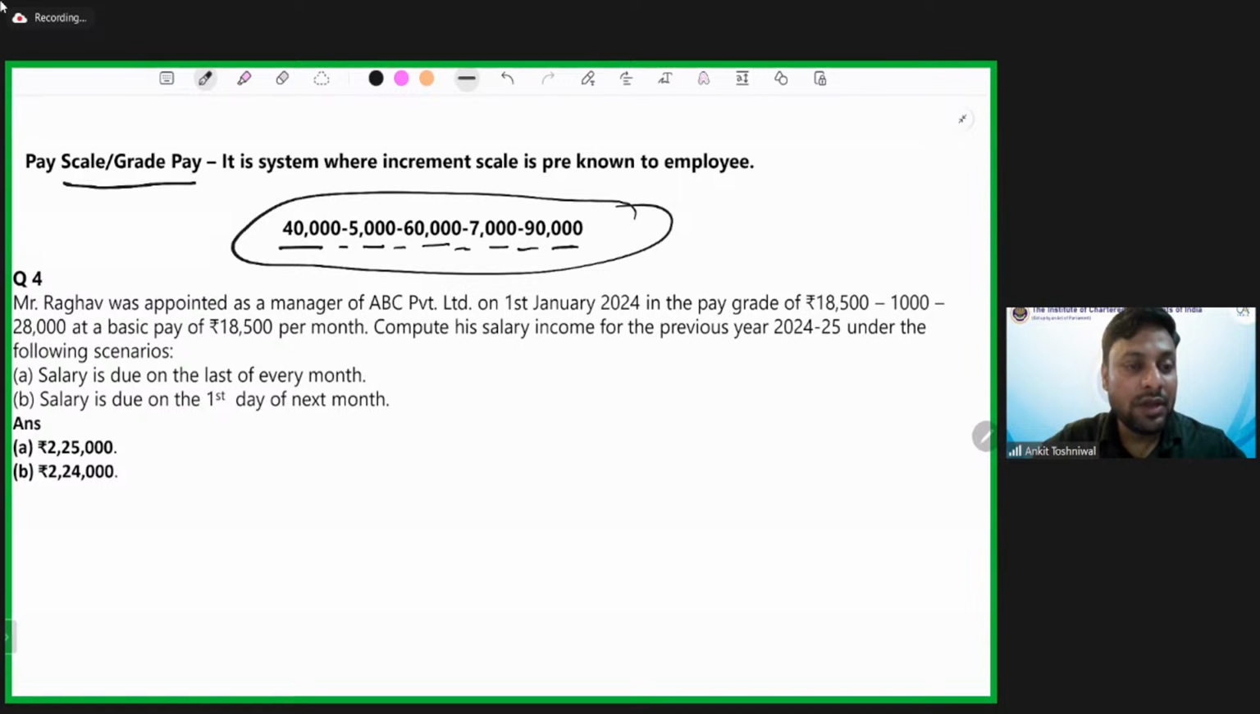Pay grade is a system in which you already know your increment, and when and at what slab you will get the increment. That is pay grade, pay scale or grade pay. Generally this system is followed in government companies. So in the pay grade or pay scale, you already have an idea at what slab you will get the increment. If the salary is given in this form, it means this 40,000 is your salary per month.